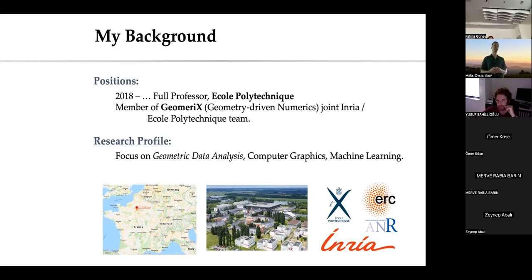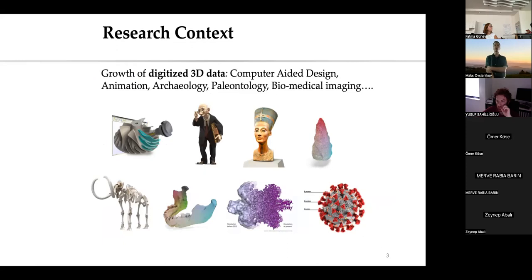In my own work, I focus especially on geometric data analysis, and my background initially is from computer graphics, but I've been transitioning more to machine learning and geometry processing in the past few years. The general research context for my work is processing and analyzing digitized 3D data. The motivation is that nowadays there's more and more 3D data coming from different domains. Probably everyone's heard about the image explosion, but in parallel, there's also an explosion of other modalities like 3D. It comes both from traditional domains like computer-aided design, animation and computer graphics, but also now it's very easy to have 3D scans of objects, for example, in the context of archaeology, paleontology, or biomedical imaging.